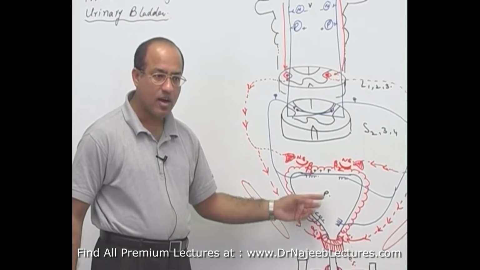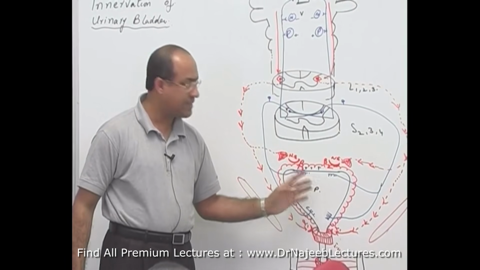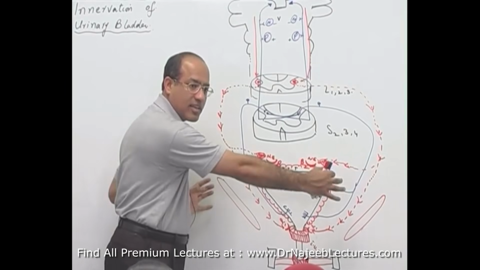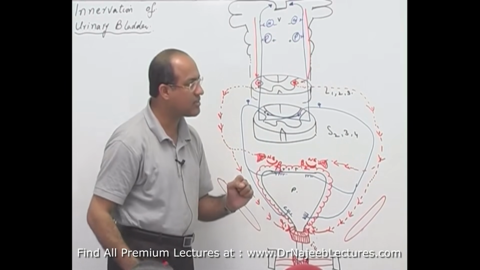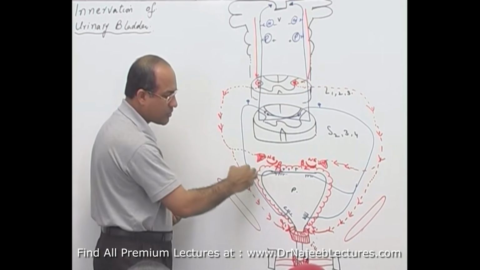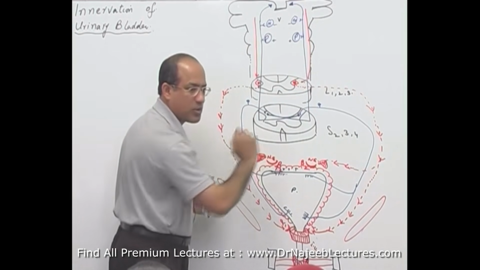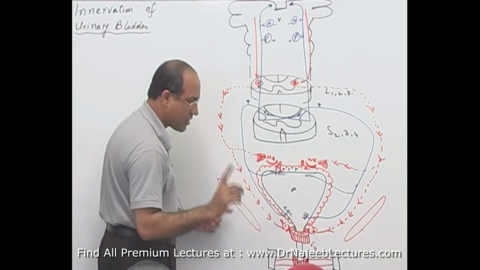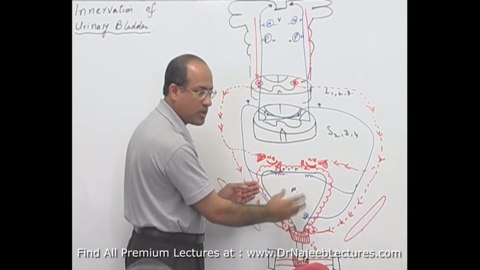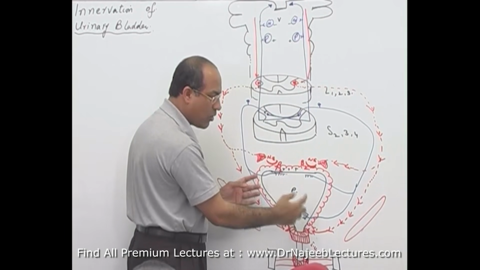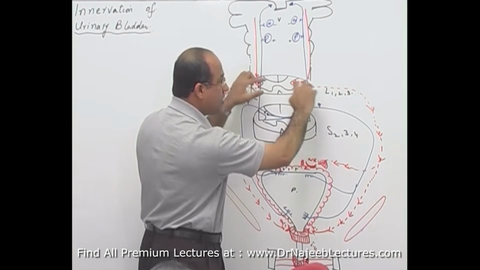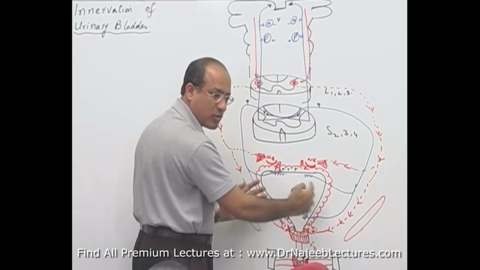Whenever volume increases, sensory input will for a while increase until further relaxation occurs and sensory input decreases. Attention please, all the sensory input going from here actually fluctuates. How does it fluctuate? Please try to understand it clearly. For example, when the initial amount of urine comes and reaches a significant volume, sensory input will increase. That will increase the sympathetic output and it will relax.